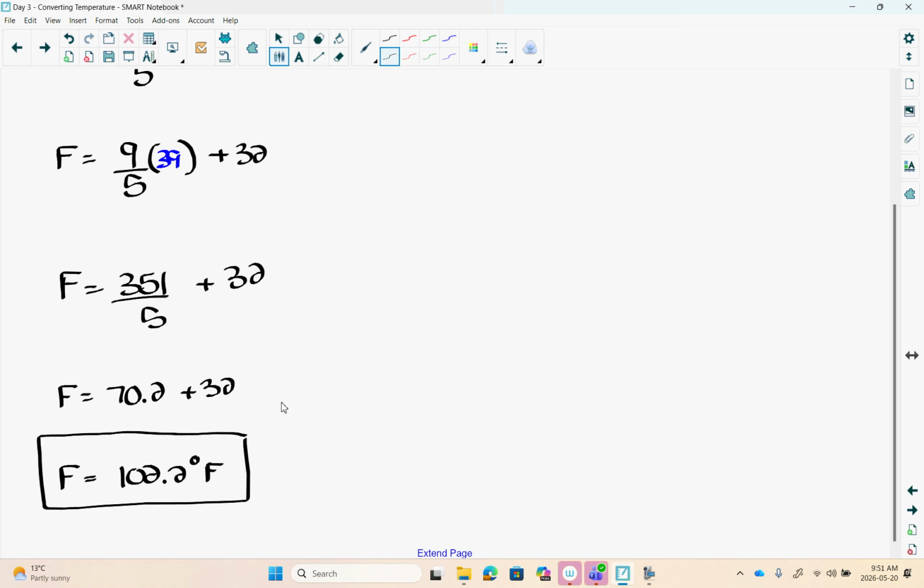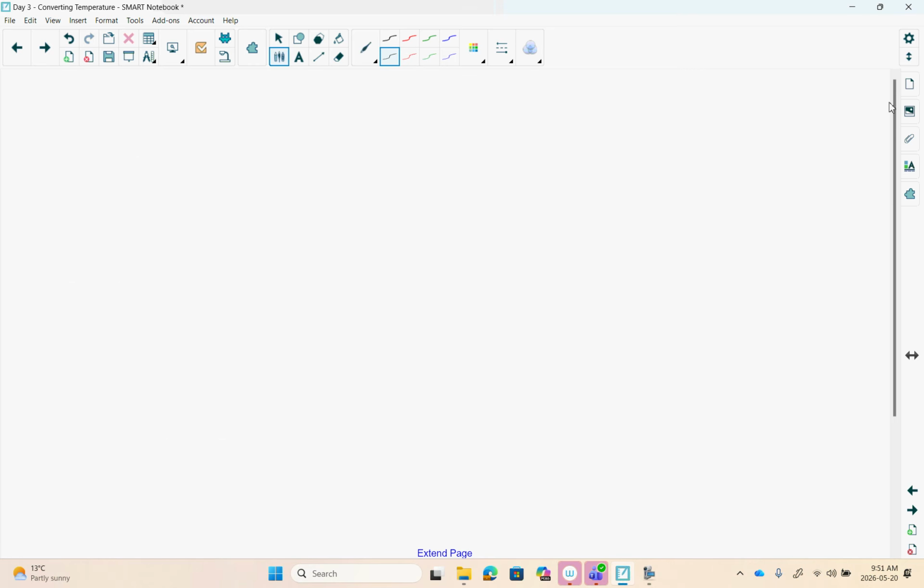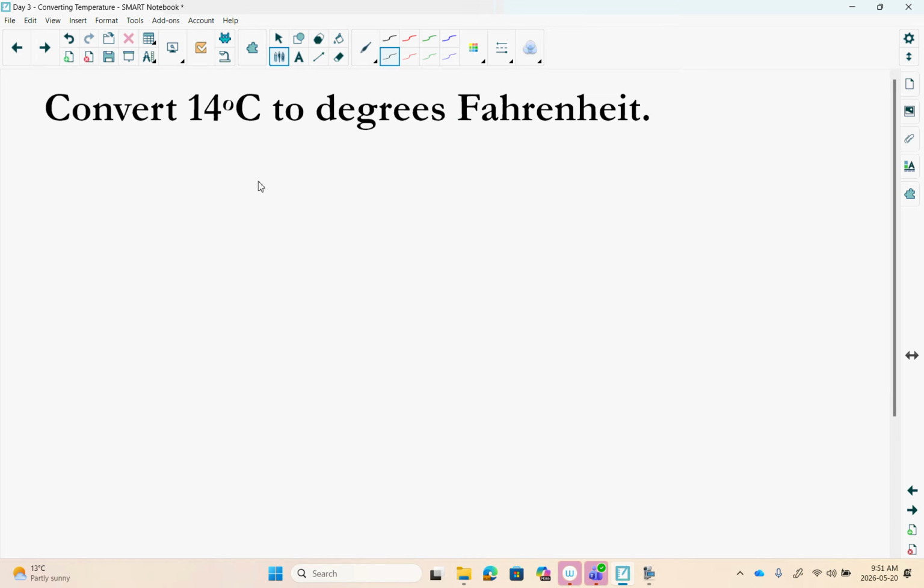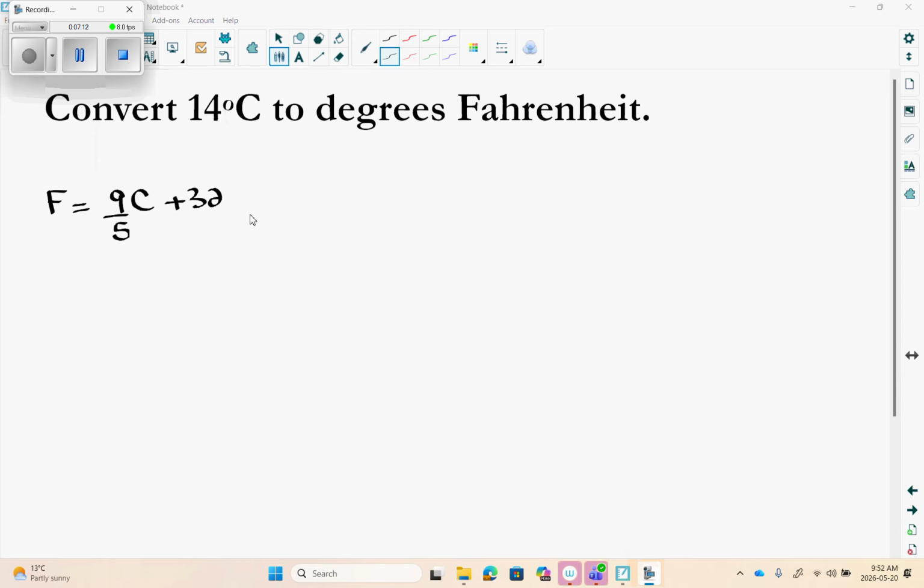Good with that? Then there's an example for you to try on the next page or on the next slide. You should have it in front of you in your notes. Okay, you will get these formulas on your assessments. The next example looks like the following. Convert 14 degrees Celsius to Fahrenheit. So F is equal to 9/5 times the temperature in Celsius plus 32. I'll pause the video again and let you work it out.